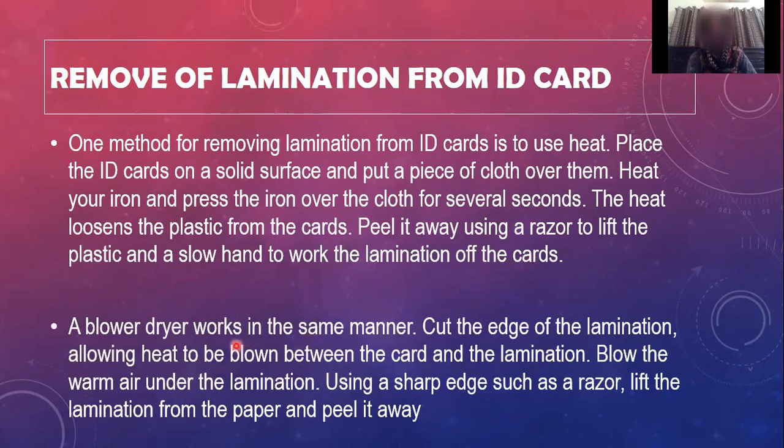The second method uses a blow dryer, which we have in our houses. Work in the same manner. Cut the edge of the lamination. Allow the heat to be blown between the card and the lamination. Blow the warm air under the lamination, using a sharp edge such as rollers and blades. Lift the lamination from the paper and peel it. This is also a very easy method which is easily performed in our houses to remove the lamination.